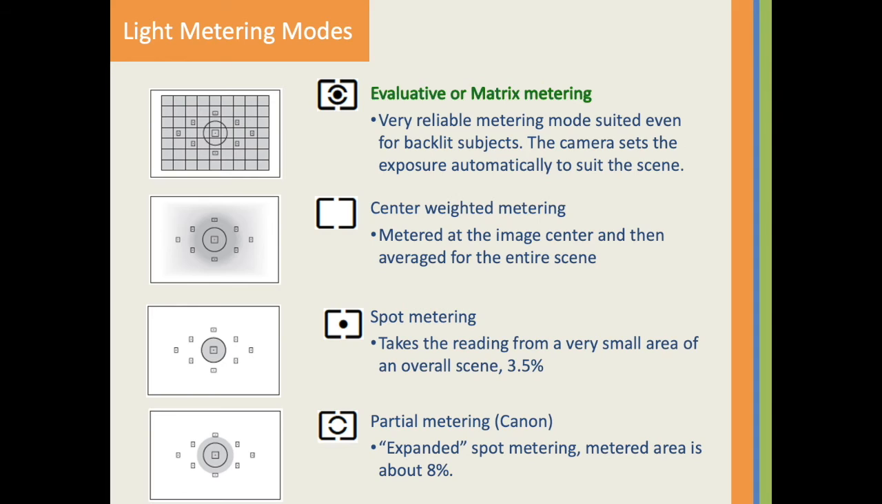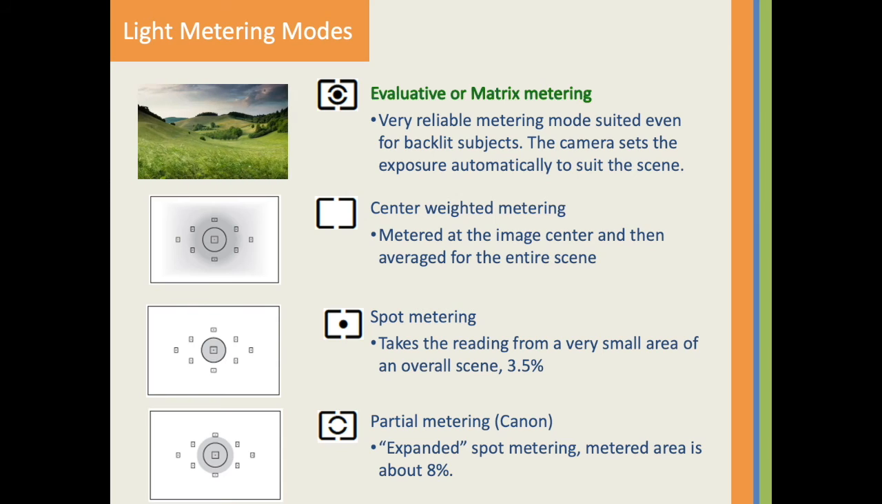There is an important point to remember with evaluative metering, and that is where your focus point is. Why? Because after reading exposure information from all the individual zones, the metering system looks at where you're focused within the frame and marks it as more important than all the other zones. So this is an image that was taken with evaluative metering mode on Canon or matrix metering mode on Nikon.